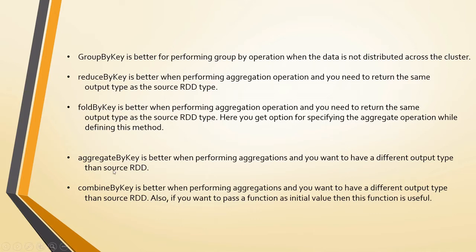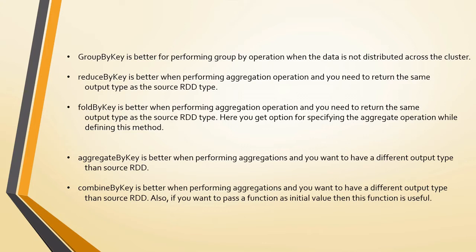Next one is aggregate by key. Aggregate by key is again similar to reduce by key and fold by key. What difference it makes is that aggregate by key can return any type. Let's say you are sending an RDD of string comma int, you can get an RDD of int comma int or an RDD of string comma int, anything. That is the main advantage of using aggregate by key.